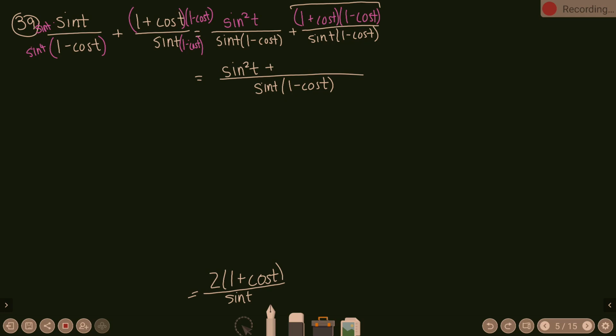So 1 times 1 is 1. Now, 1 times minus cosine t for my outsides is minus cosine t. Insides, cosine t times 1 plus cosine t. Those outsides and insides are going to cancel. And I knew to expect that because they're conjugates, right? And then lastly, cosine t times minus cosine t is minus cosine squared t. Yes? Yeah.